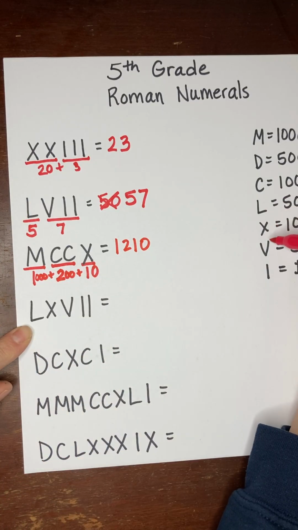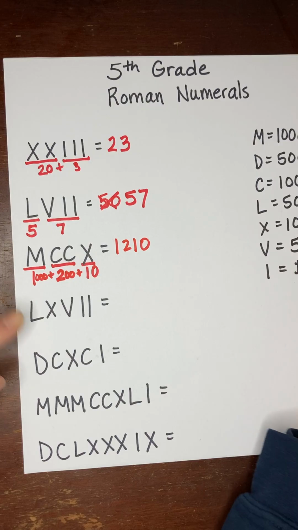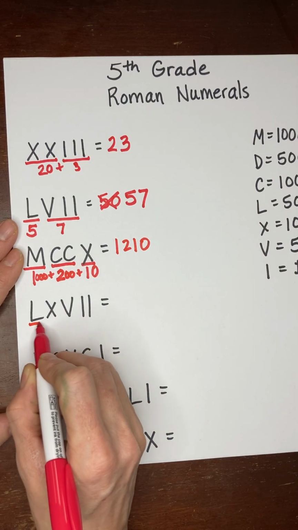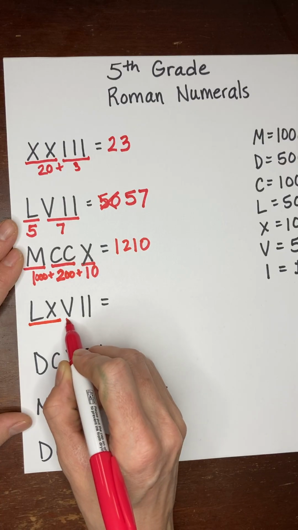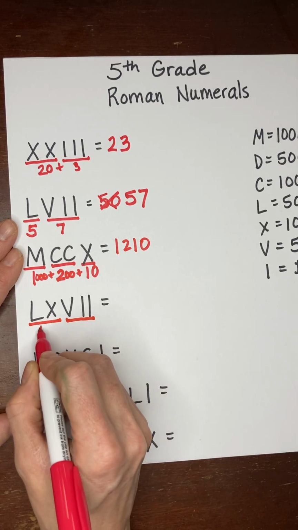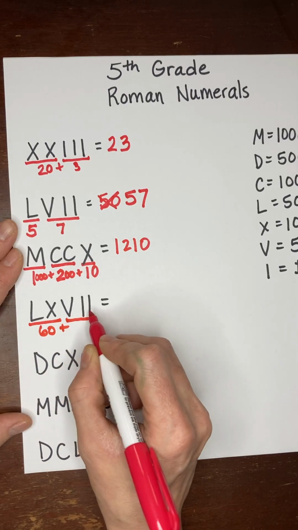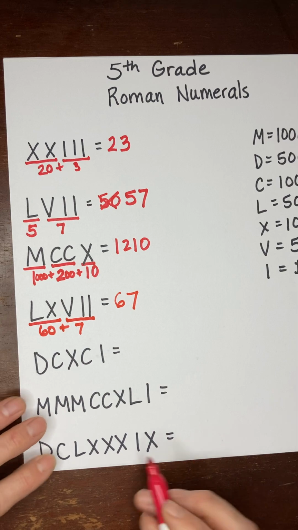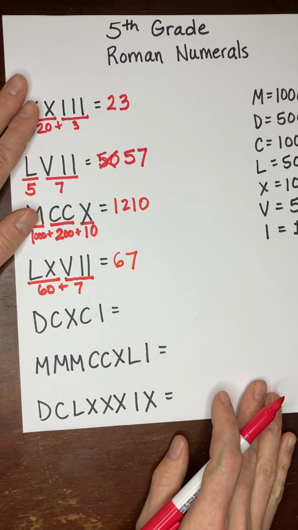Next one, LXVII. Again, these are in order from biggest to smallest. We've got tens. L and X are both in the tens place, so I'm going to group them together. V and I are the ones place. So 50 plus 10, that's 60. And 5 plus 2 is 7. So I have 67. All right, I think we're going to get to some that are out of order.